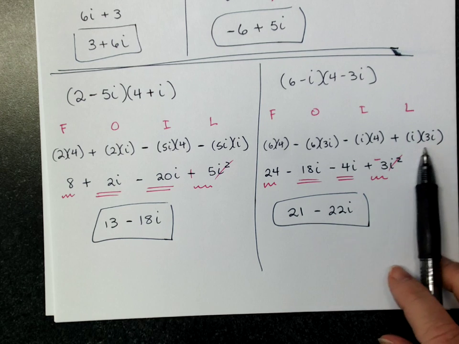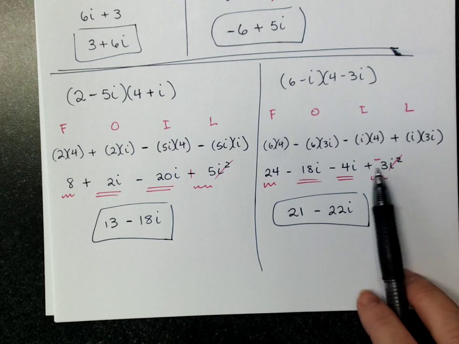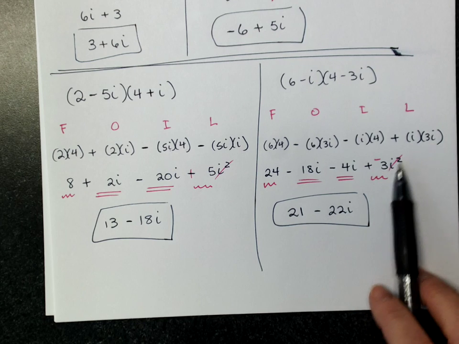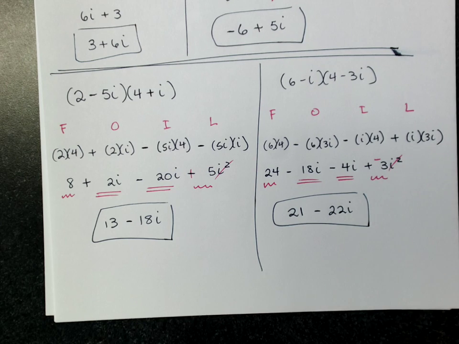So this was plus 3i squared, but became negative 3, because the i squared canceled out and multiplied, changed the sign. Okay?